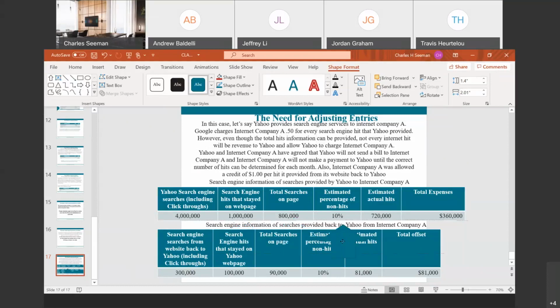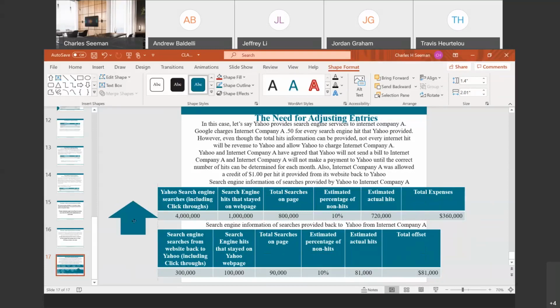We also had an allowance of 10%. So the actual hits were 720,000 that we wouldn't have to pay for. As it says here, we're paying 50 cents a hit. So we're going to owe Yahoo $360,000.